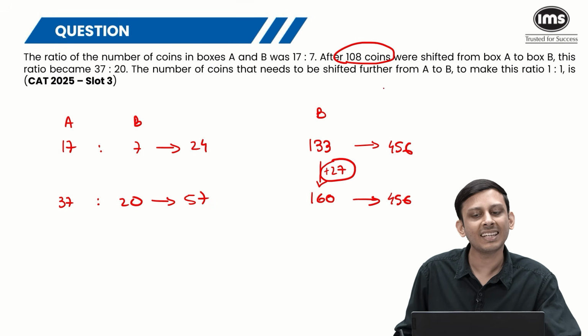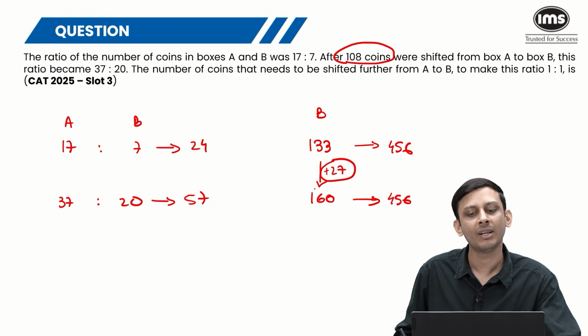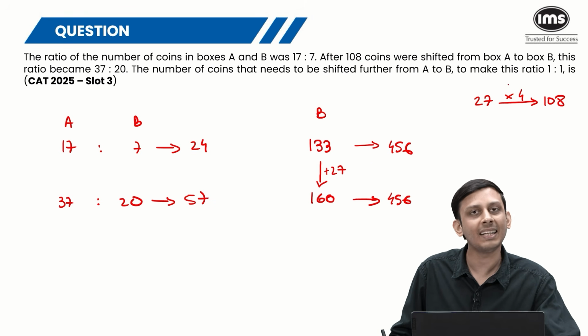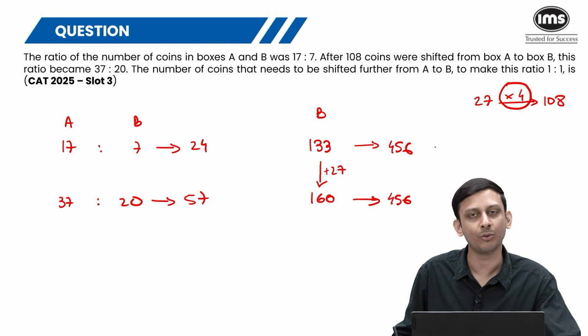So now we can think that the relationship between our assumed value and the actual value is the relationship between 27 and 108. So if we want to go from our assumed value of 27 to the actual value of 108, we have to multiply with 4. Okay, so we'll keep that in mind, that this is the adjustment multiple. And we have to multiply with 4 to get to the actual value.